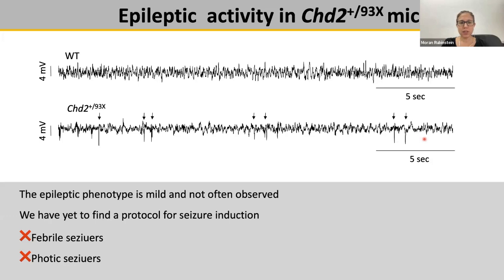If not all the mice are having epilepsy and the epilepsy is not frequent enough, it's very hard to quantify that. So we tried to enhance their tendency for epilepsy. We tried to heat them up to cause febrile seizures. We also put them in a dark room with high frequency flashes, and we tried to provoke photic seizures. But unfortunately, in these mice, we could not evoke such seizures.